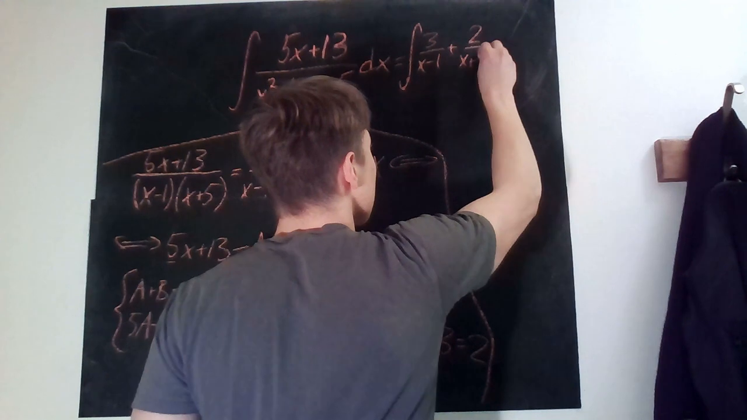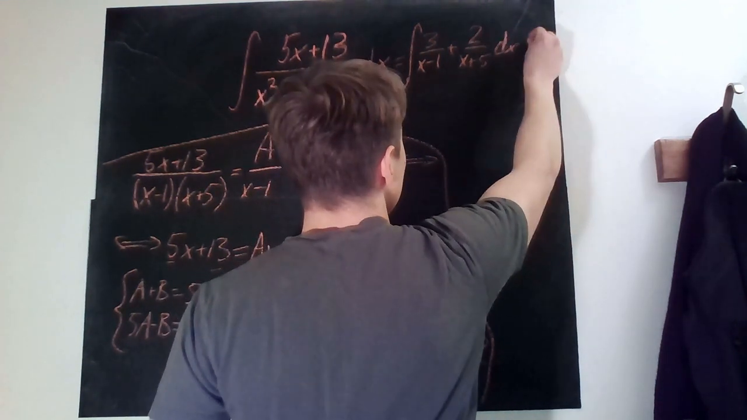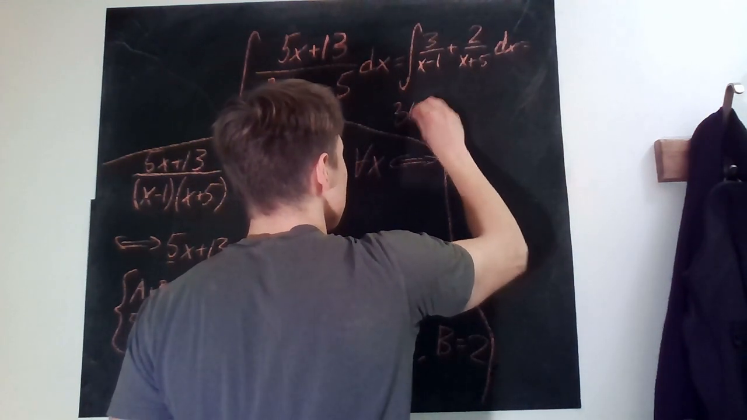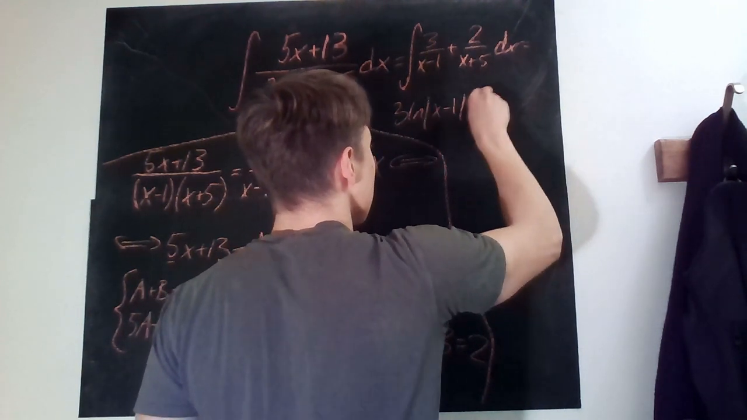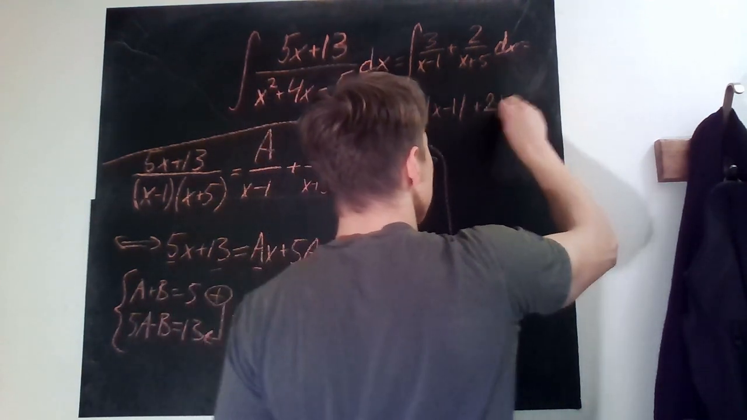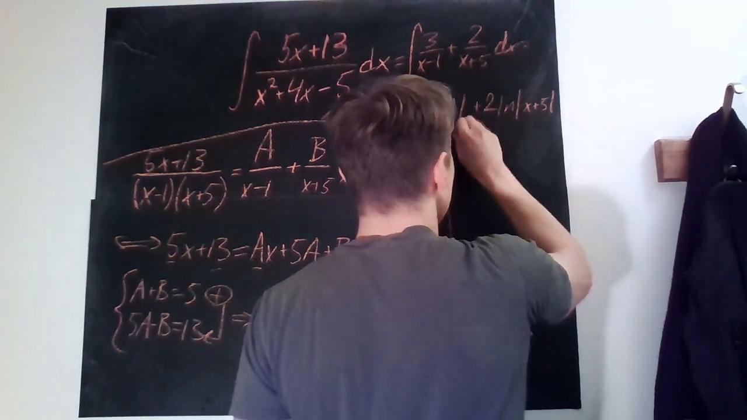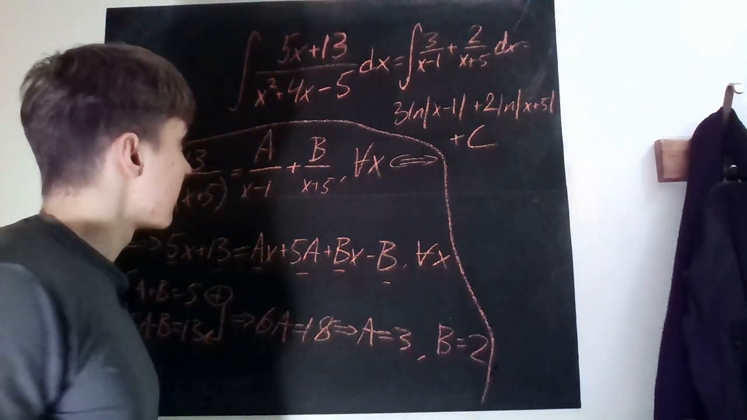dx. And now you're probably reaching for the YouTube home button, because now it is just the same as, because this is just 3 ln of the absolute value of (x minus 1) plus 2 ln of the absolute value of (x plus 5) plus c. Yes, and that was everything.